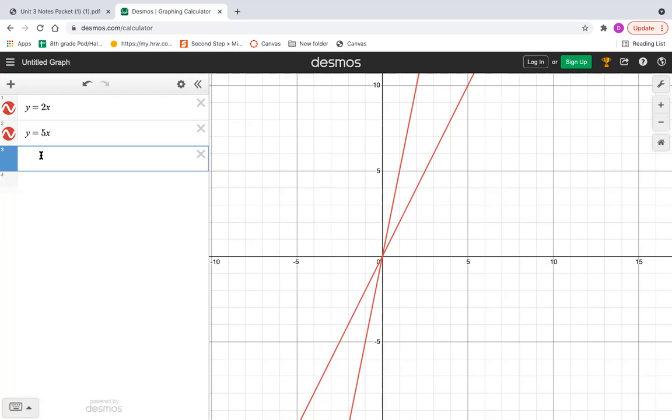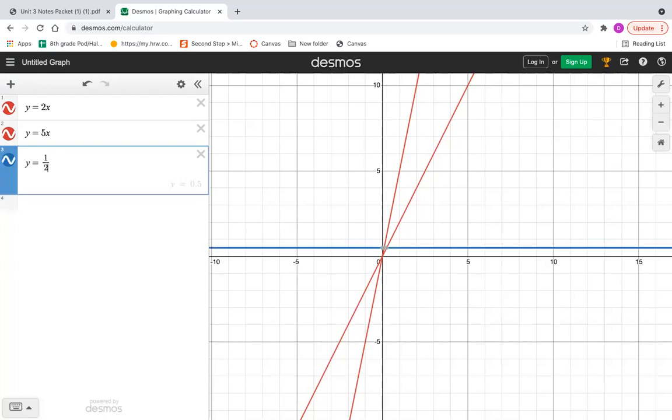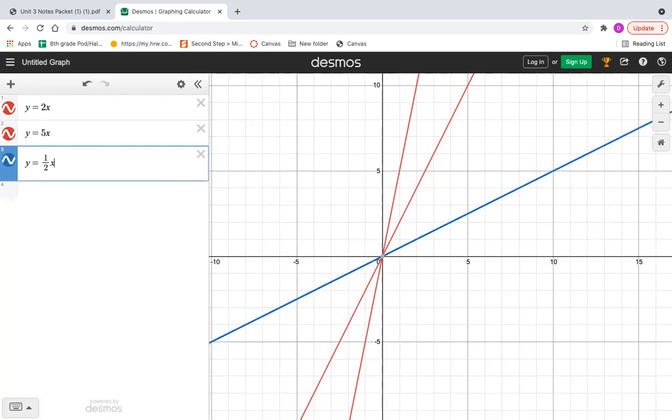Now, this is not on the notes packet, but just to help illustrate, if we had, let's say, y equals 1/2 x, so maybe our slope was a fraction. Notice how in this scenario, it looks like it flattened out more. That's because our rise is a little bit lower now. We're only going up 1, but then we're running 2.